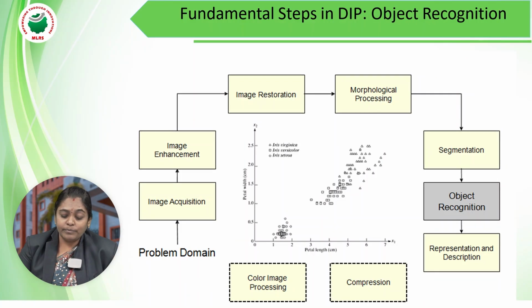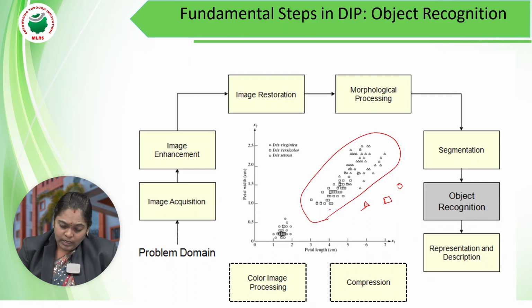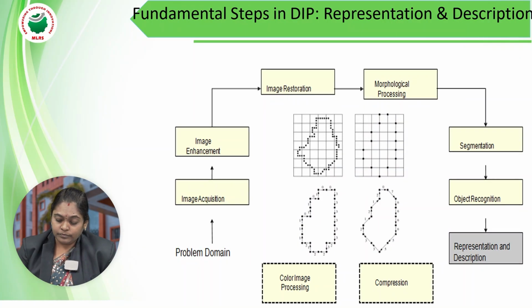And object recognition, the name itself indicates. In this figure, there is a triangle, a square and a circle. If you observe this part of the figure, it consists of all three. But if you are able to differentiate the triangle on one side, the square on one side, and the circle on one side, then it is called object recognition. It means you are able to identify the different objects present in an image.